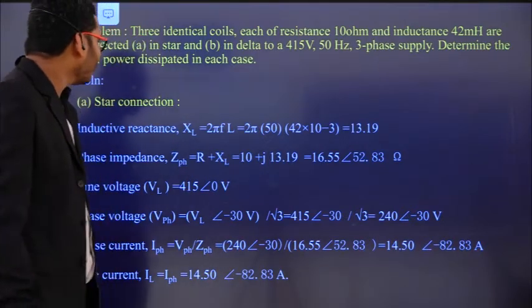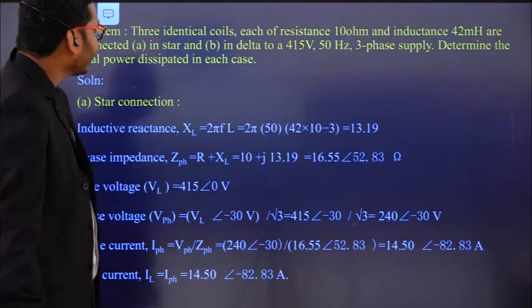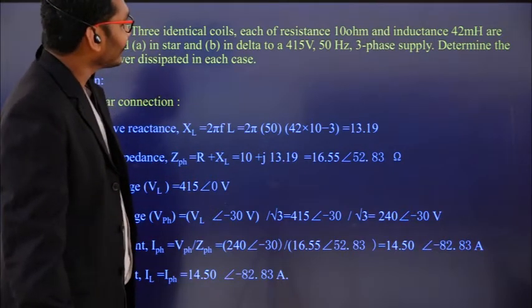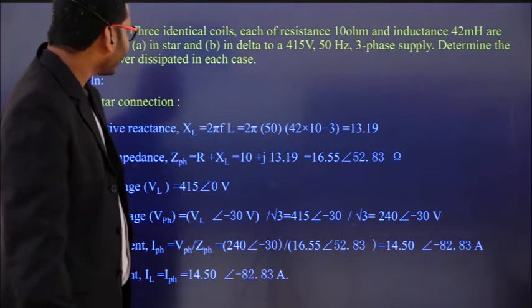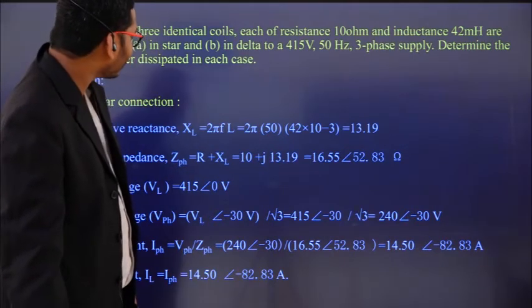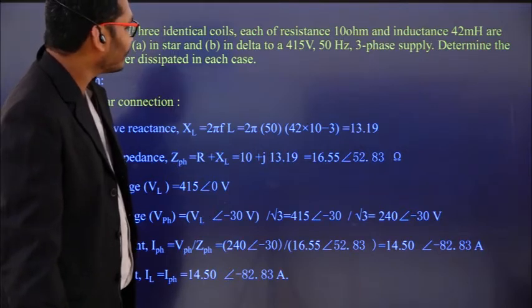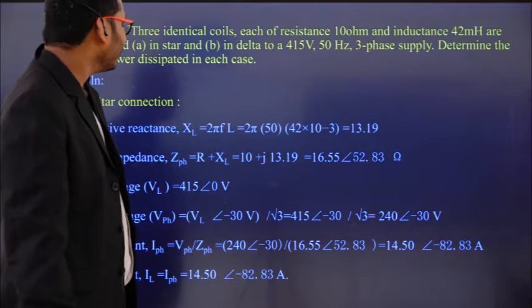Okay, this is the problem. Problem 1. Three identical coils, each of resistance 10 ohms and inductance 42 millihenry, are connected in (a) star and (b) delta to a 415 volts 50 Hz three-phase supply. Determine the total power dissipated in each case.